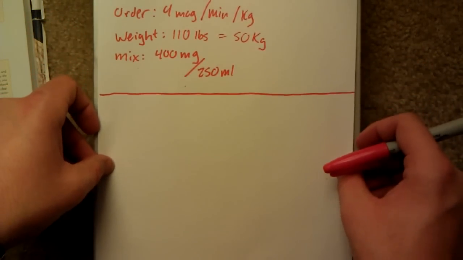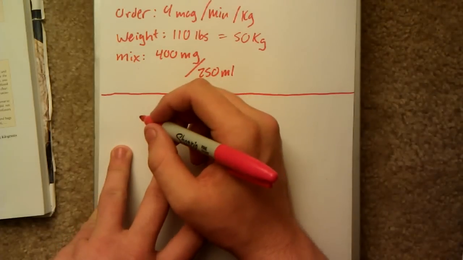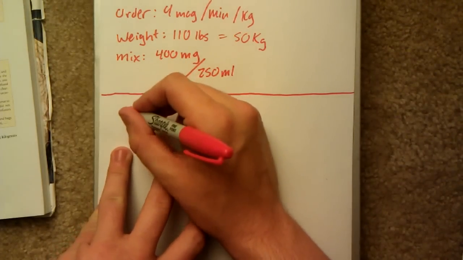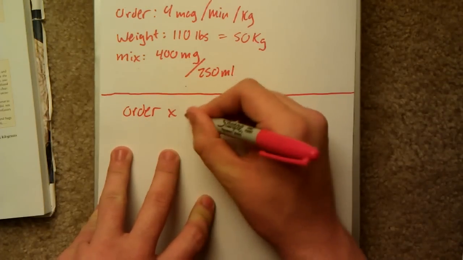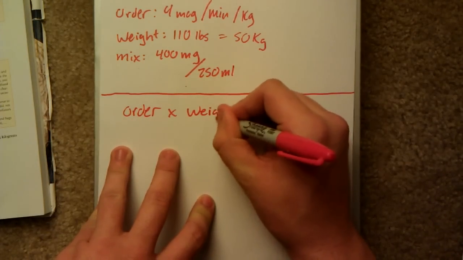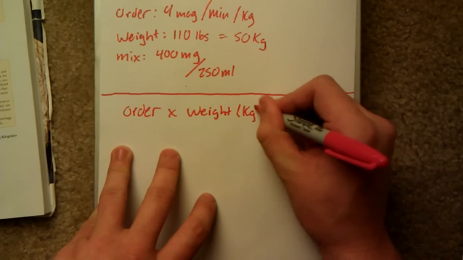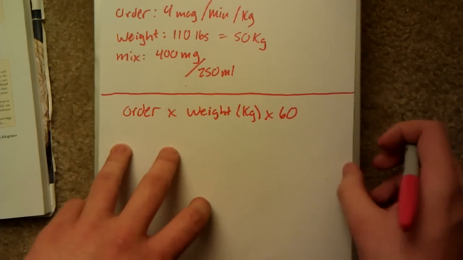All right. So I guess let's keep that up there. The way he sets up the formula is as follows. So you have your order times your weight in kilograms times 60. And you may ask, why are we using 60?